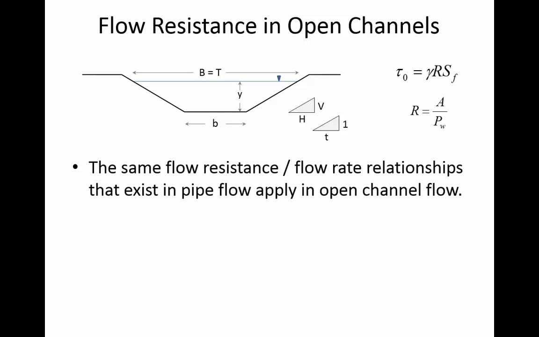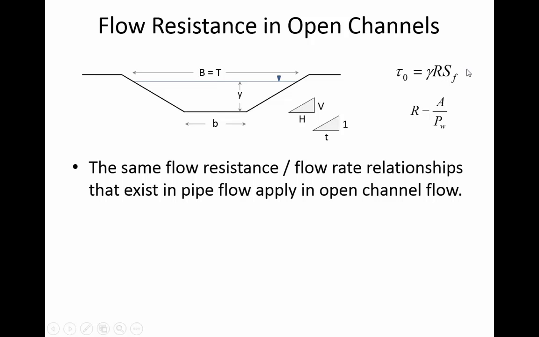When we do, it's important to mention that the flow resistance parameters are the same as they are in a closed conduit. You've seen this relationship before, that the shear stress can be calculated by the fluid unit weight, gamma, the hydraulic radius, and the slope of the energy grade line, S sub f.